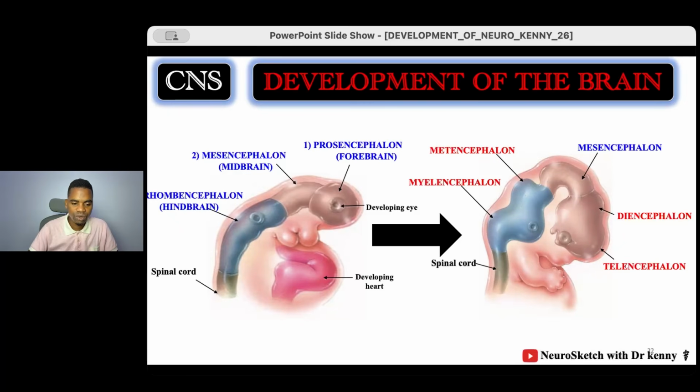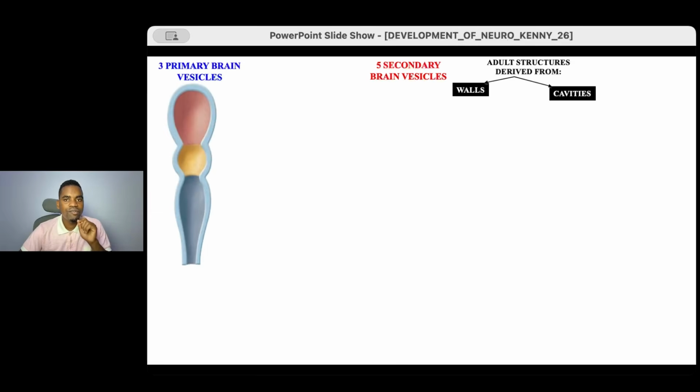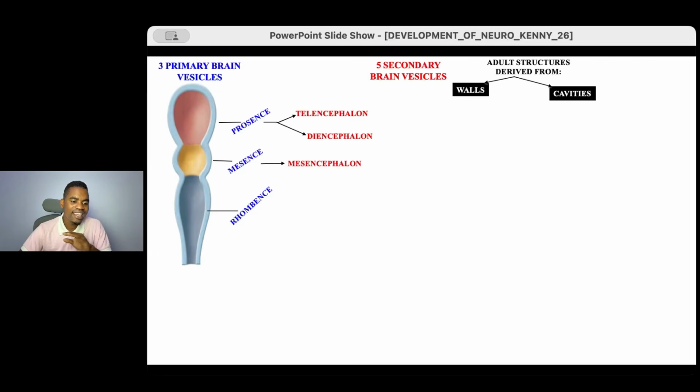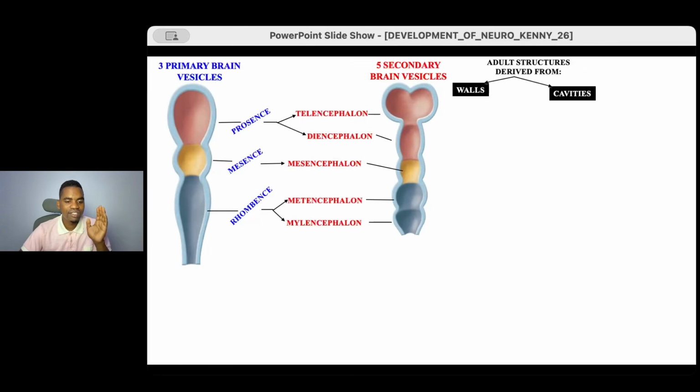One more time, we've said we have three primary brain vesicles, which are the prosencephalon, mesencephalon, and the rhombencephalon. The prosencephalon will further subdivide to form the telencephalon and the diencephalon, but the mesencephalon continues. The mesencephalon does not divide, and the rhombencephalon will divide to form the metencephalon and the myelencephalon. And this is what we've just discussed.